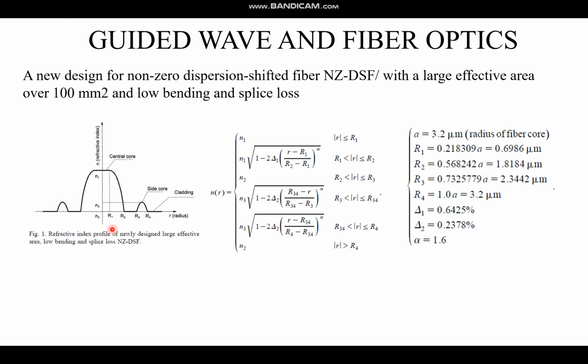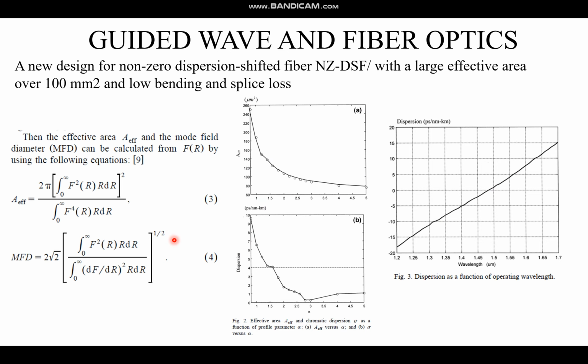So here is the structure, and they also simulated the effective area and chromatic dispersion by the profile parameter alpha. This is the dispersion versus the operating wavelength, and the dispersion increases as the wavelength increases.